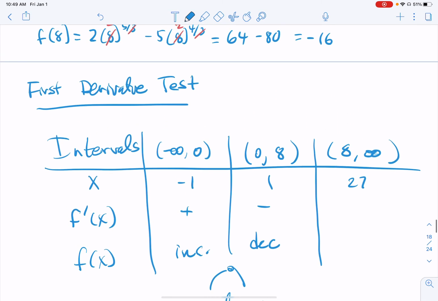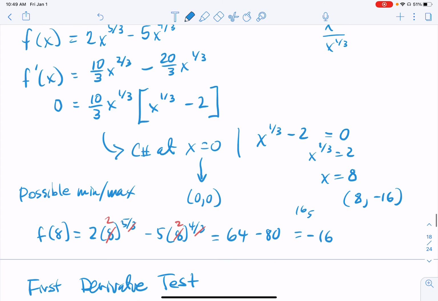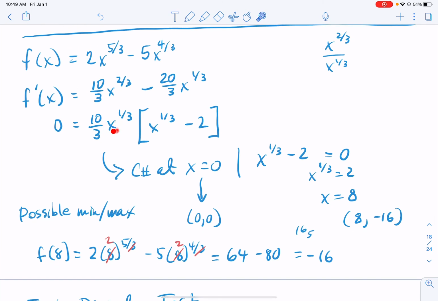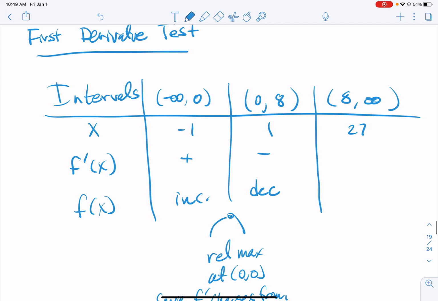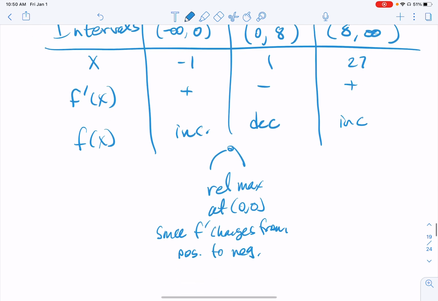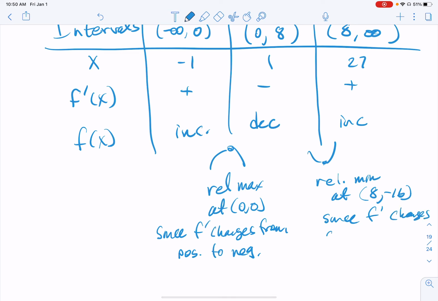All right, we got one more, 27. Let's plug our 27 up in there. So 27, cube root of that, that's 3. This is going to be positive. That's also a 3. 3 minus 2 is going to be positive. Positive times positive, it's back to being positive again, which means it's increasing, decreasing, and then increasing. Here we found ourselves a relative min at 8, -16. And again, for justification reasons, since f prime changes from negative to positive.